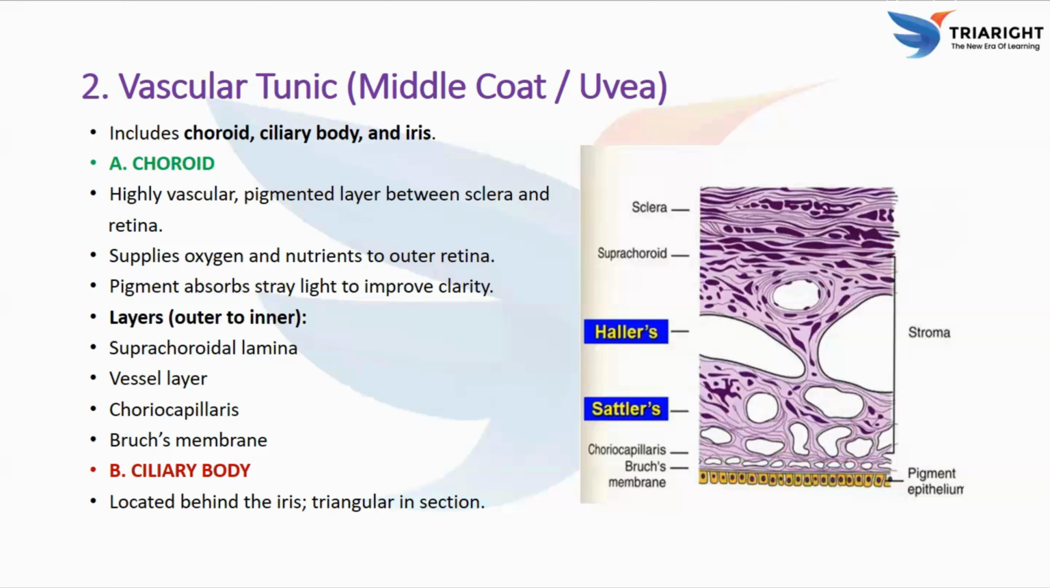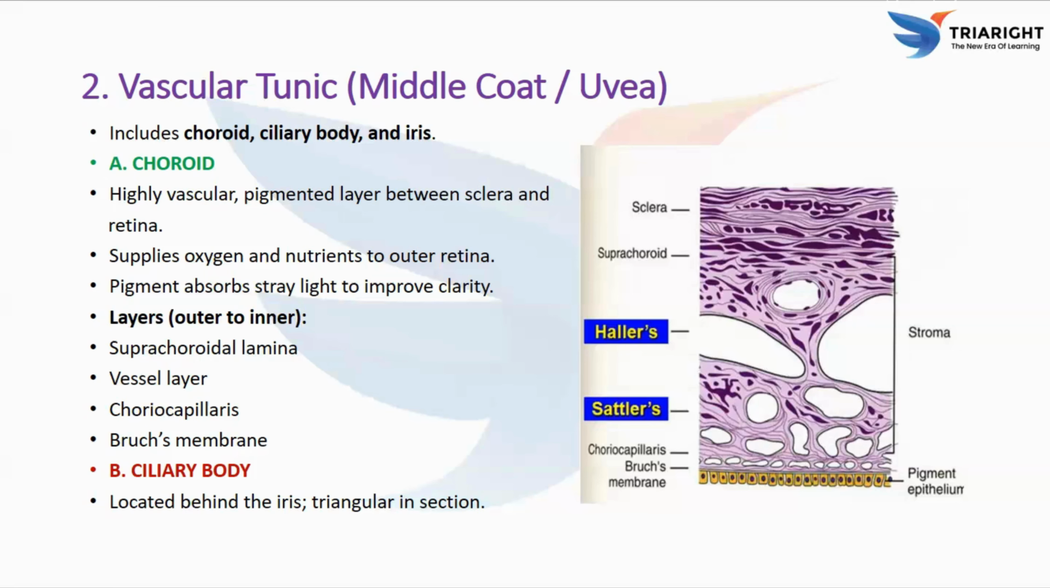So especially the photoreceptor layer, which consists of rods and cones, which has a very high metabolic demand, they supply the oxygen. So it also absorbs the stray light, like the melanin pigment, which prevents the light from reflecting inside the eye. So this improves the visual clarity and also reduces the glare. So this choroid layer also maintains the eye temperature by regulating the blood flow.